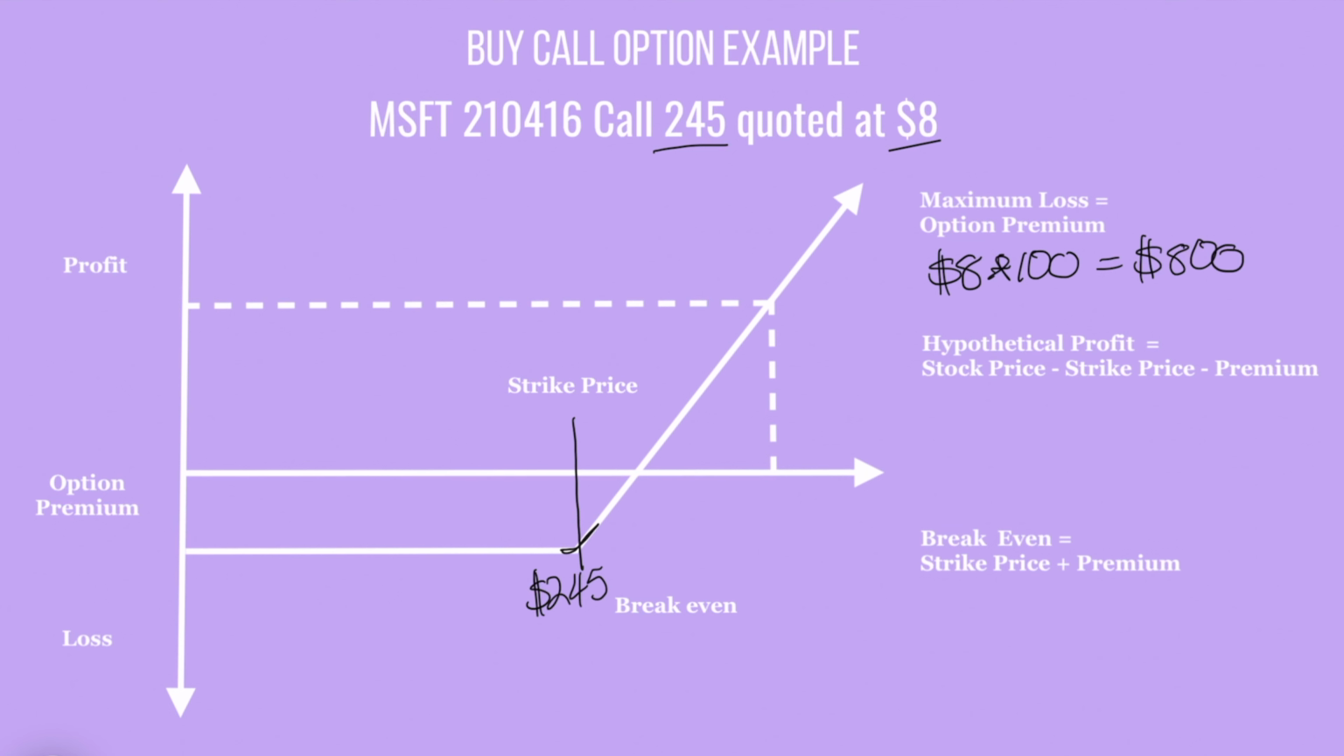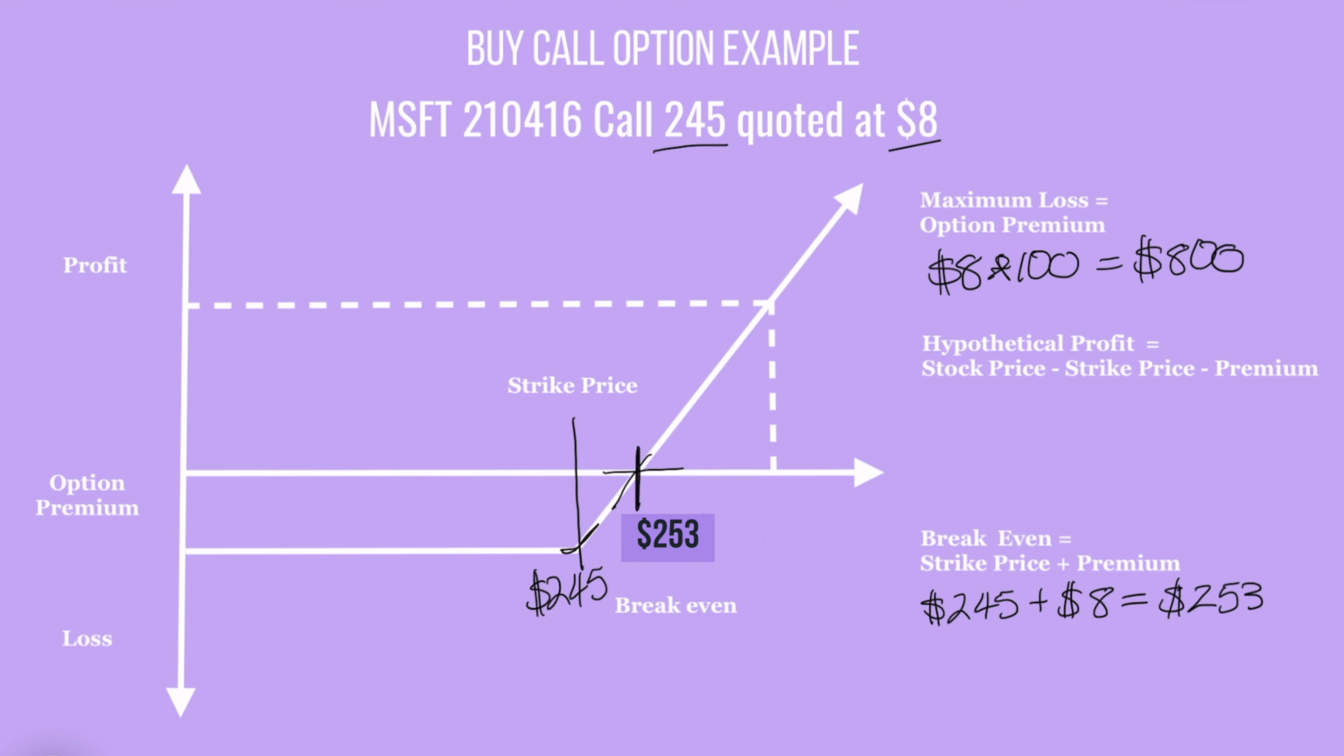To find the break-even point, it's the strike price plus premium. So it's going to be $245 plus $8 equals $253 as a break-even point. So we're going to mark that right here, break-even point, 253. An easy way to remember this is the break-even point is always going to be where your chart crosses the 0 point. Since you're buying an option, the amount that you can earn is unlimited.